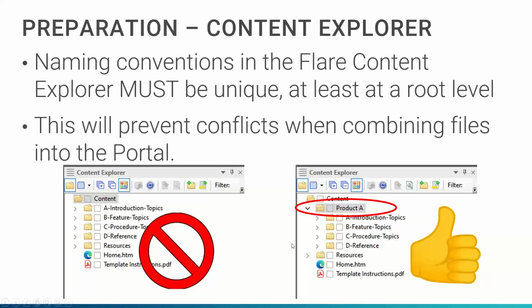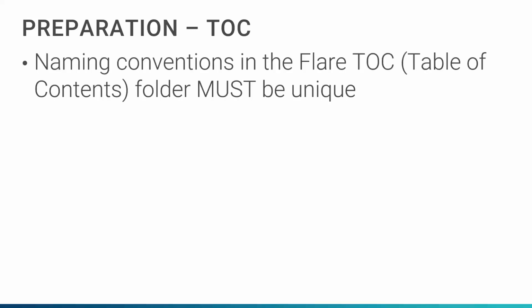We're going to have to look at a couple of other places in our Flare project. So what about the table of contents? Again, you don't want identical naming conventions. If you have a table of contents named installation manual, and the other team has a table of contents named installation manual, again, it's not going to work.